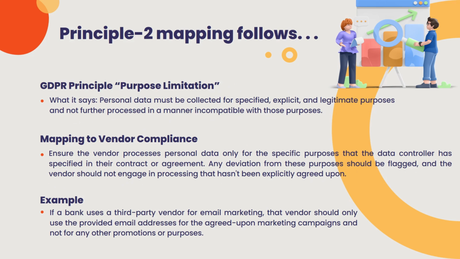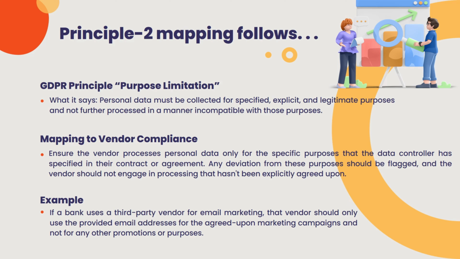purpose limitation. What it says, the personal data must be collected for specified, explicit, and legitimate purposes and not further processed in a manner incompatible with those purposes. Right. So let's see how to map these to the vendor compliance. Ensure the vendor processes personal data only for the specific purposes that a data controller has specified in their contract or agreement, the data processing agreement.